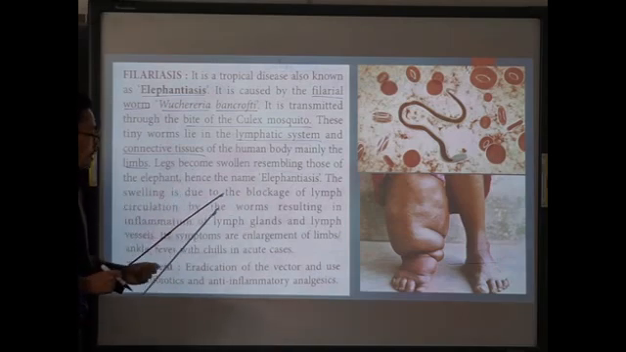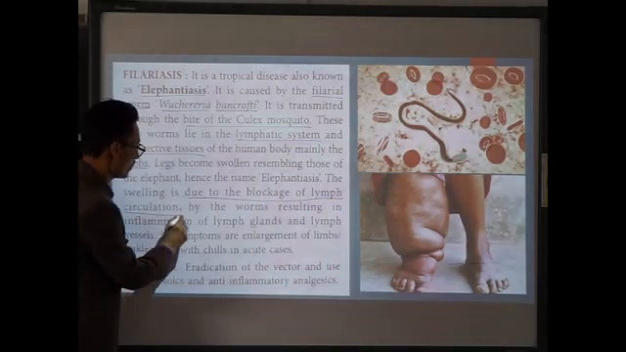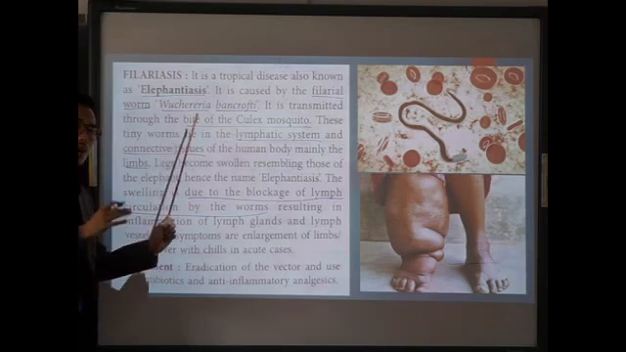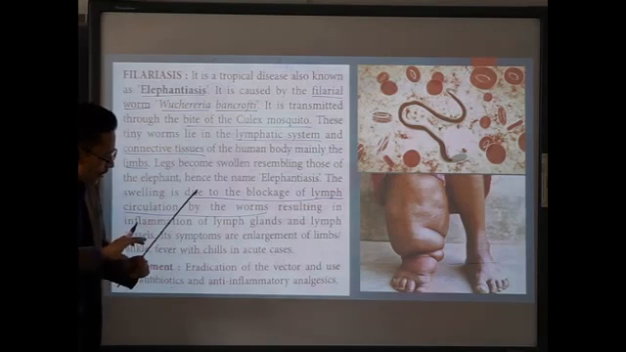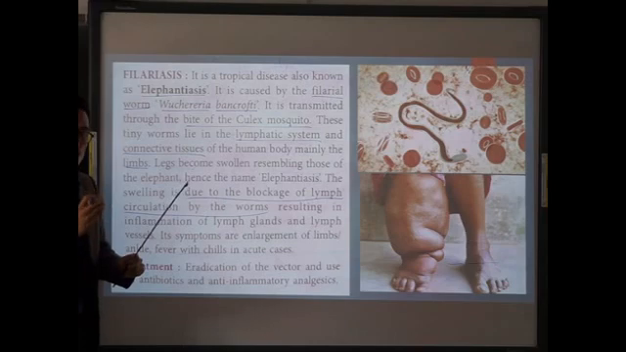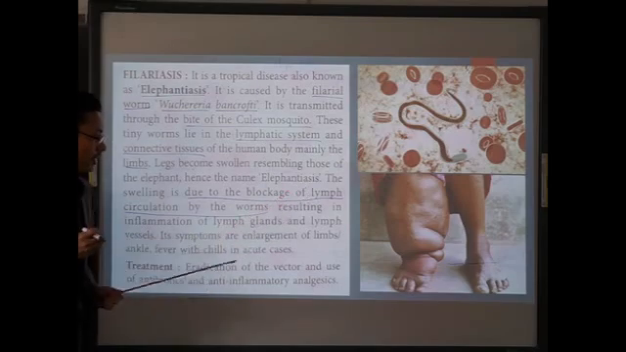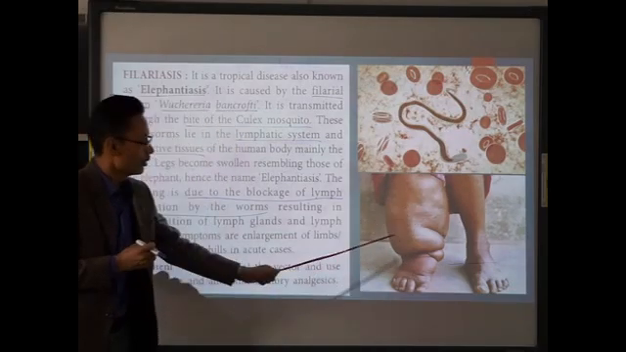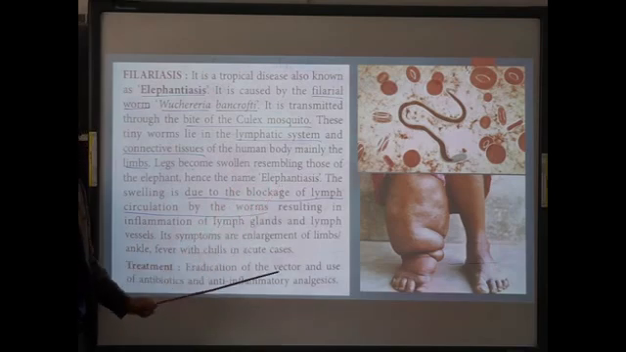The swelling of the leg is due to the blockage of lymph circulation by the worms. That means mainly in the lymph region, this particular worm, Wuchereria bancrofti, lies. They are present in the lymph area, so there will be a blockage of the circulation in the lymph region. Due to this blockage, there will be swelling, and that swelling of the leg looks like the leg of an elephant. Hence, the disease is named elephantiasis.